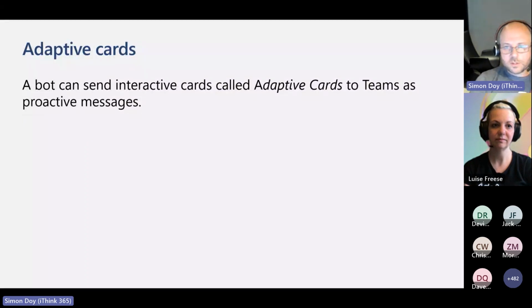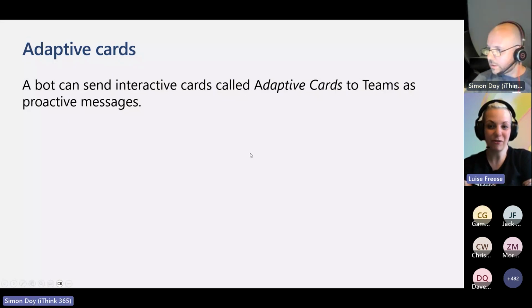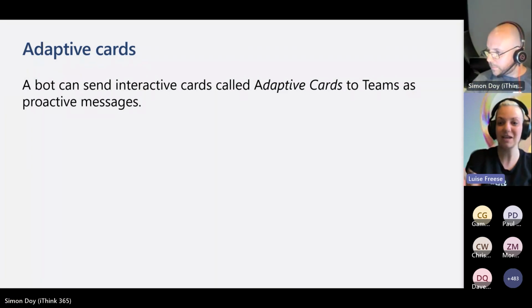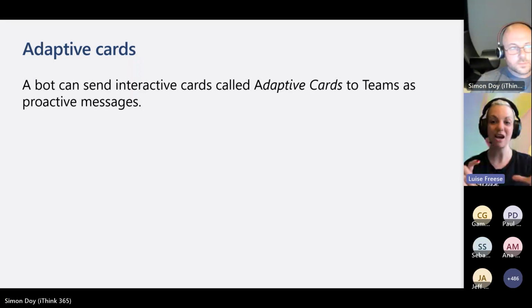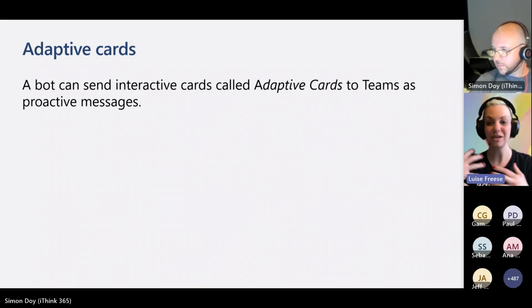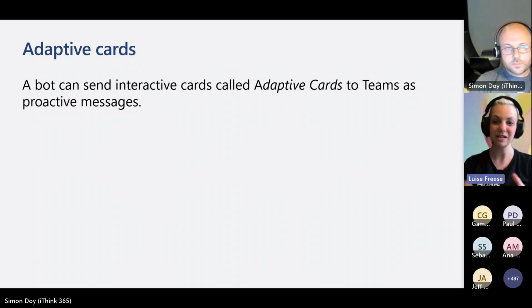So adaptive cards. They're getting a lot of love at the moment, and they do get a lot of love for a reason. If you've never tried adaptive cards, they are amazing. Why are they adaptive? Because they are authored in JSON, and they automatically adapt to the host application with their look and feel. This is why they're called adaptive cards.